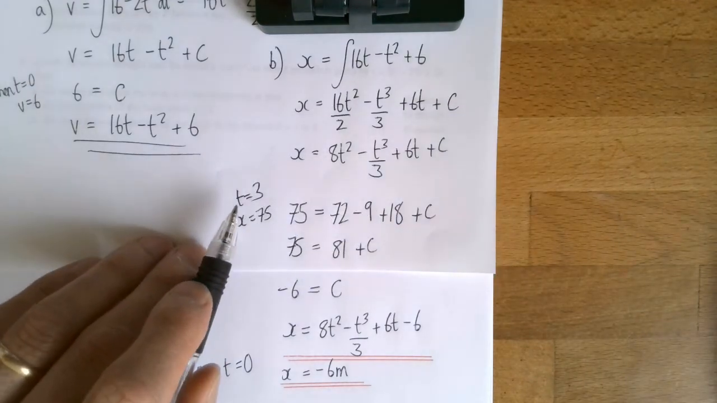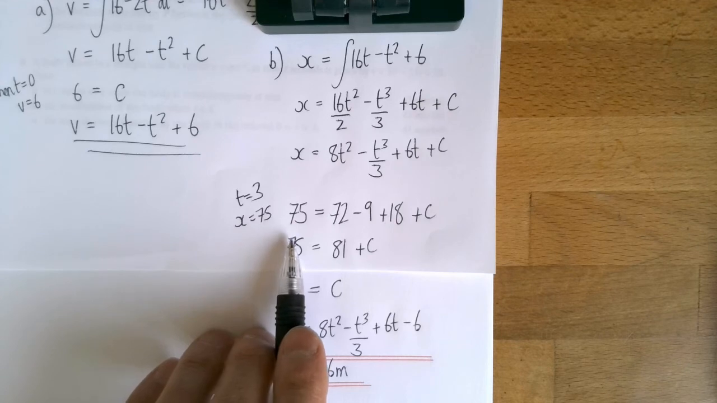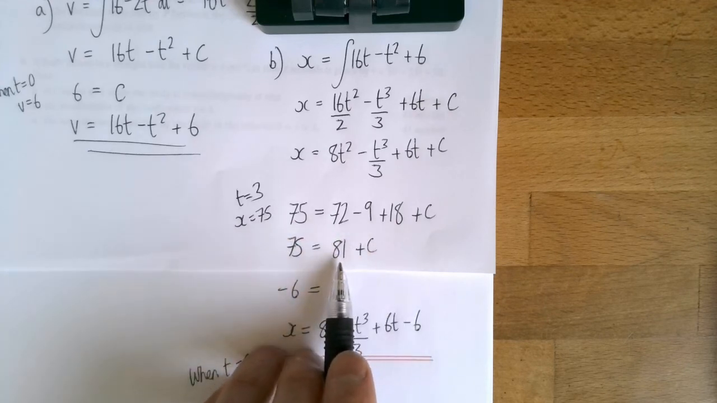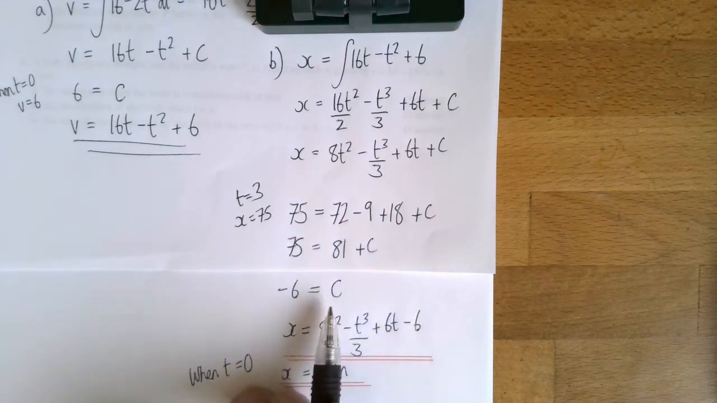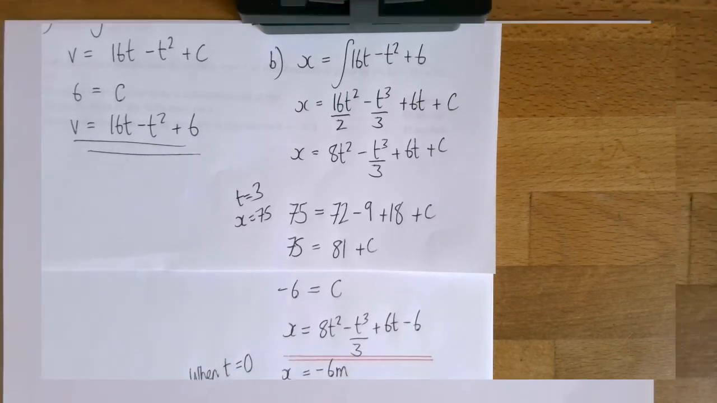Okay, so substituting in x for 75 and t for 3, I get this. Simplify the right hand side, take away 81 from both sides, so c is minus 6. So this is my formula for distance or displacement, but the question says what's the value of x when t is 0? So 8 lots of 0 squared, take away 0 cubed divided by 3, plus 6 lots of 0, all of those give you 0, take away 6. You get minus 6. Well done if you got that.